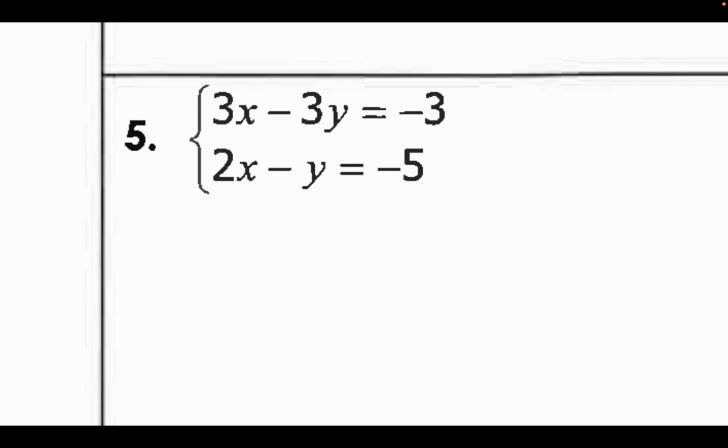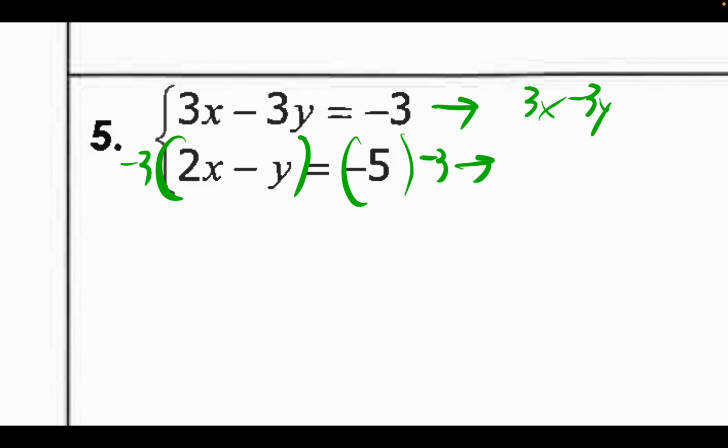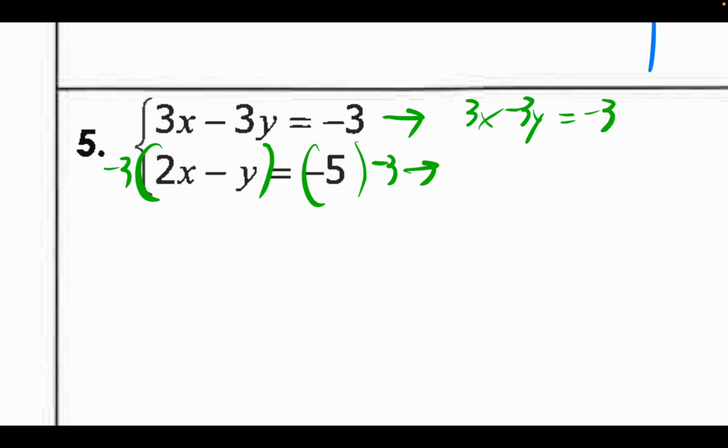And I need to multiply this bottom equation because the numbers are smaller here. 2 times no integer is 3, but negative 1 times an integer would be negative 3, or in this case we want it to be positive 3. So I need to multiply this bottom equation by a negative 3. And in doing so, I'll end up getting these to eliminate, which is the goal. So my top equation just remains the same, 3x minus 3y equals negative 3. My bottom equation becomes negative 6x plus 3y equals 15.